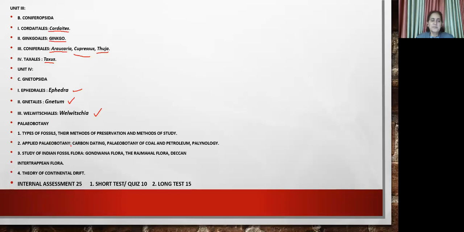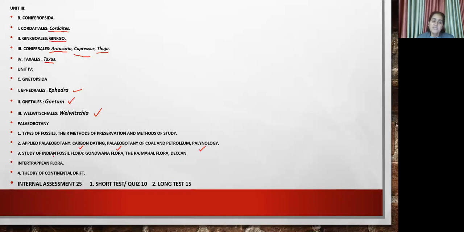Second is applied paleobotany, which covers carbon dating, paleobotany of coal and petroleum, and paleopalynology. Palynology you have studied in graduation 3rd year. In embryology also you will study palynology. In taxonomy, you will be going to study that palynology in relation to taxonomy. What palynology means? Study of pollen grains. Here we will study paleopalynology, means fossil pollen grains, how they help. We'll go further in detail.